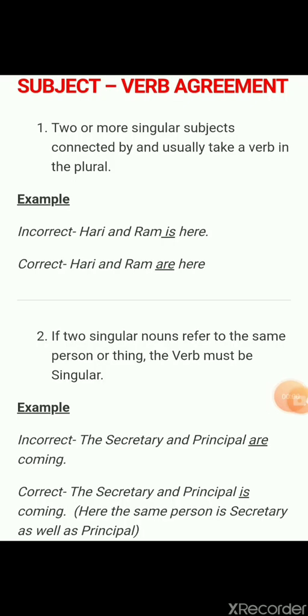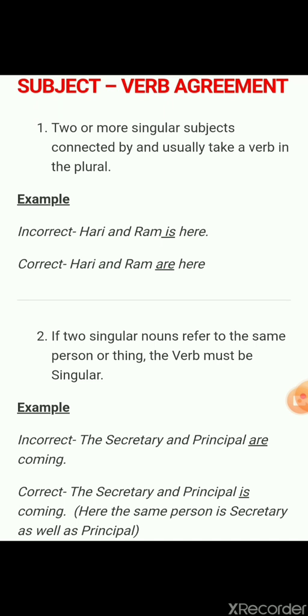Guys, subject and verb agreement. Look at the sentence: two or more singular subjects connected by 'and' usually take a verb in the plural. Yesterday I discussed this with you. So this is based on those introductory examples. Okay, so I am clearing your doubts.